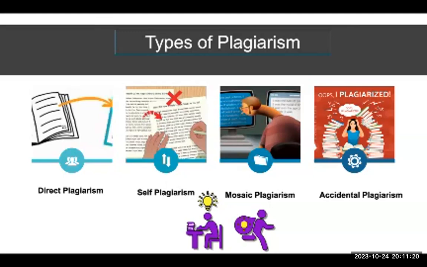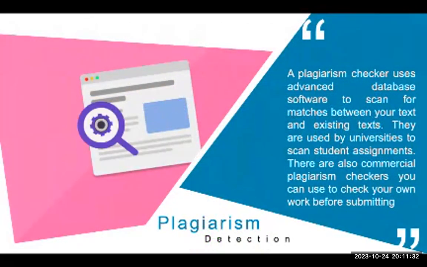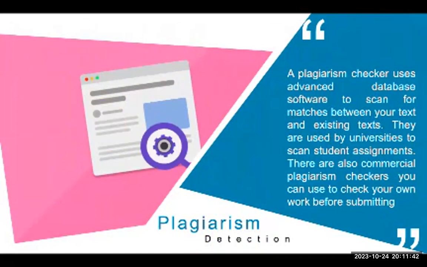So there are four types: direct plagiarism, self-plagiarism, mosaic plagiarism, and accidental plagiarism. I hope you got the idea about the different types of plagiarism. Now it is time to look at how you can detect plagiarism and what kind of software is used. A plagiarism checker uses advanced database software to scan for matches between your text and existing text. They are used by universities to scan students' assignments.